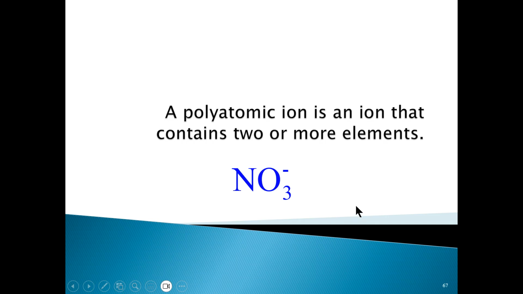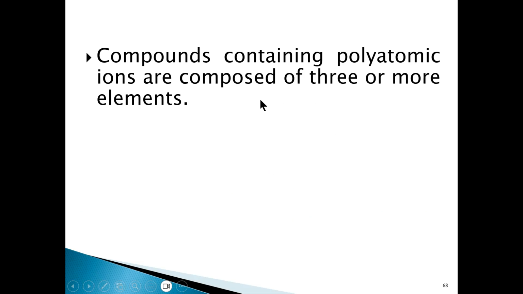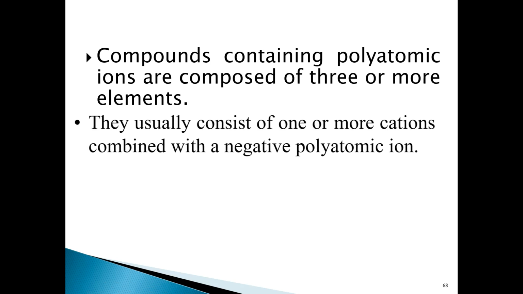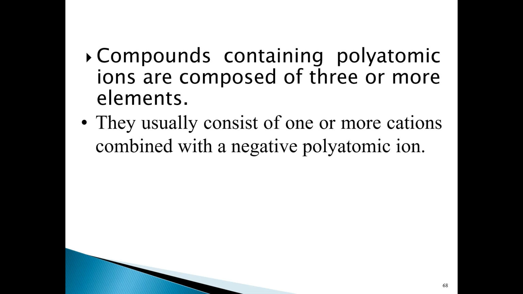So here's an example. This is called the nitrate ion. And the nitrate ion consists of, as you can see here, one nitrogen atom and three oxygen atoms. And as a unit, it carries overall a negative charge, right? So this is a typical polyatomic ion, all right? Now, as a result of that, compounds containing polyatomic ions will be made up of three or more elements. And they usually consist of one or more cations combined with a negatively charged polyatomic ion.